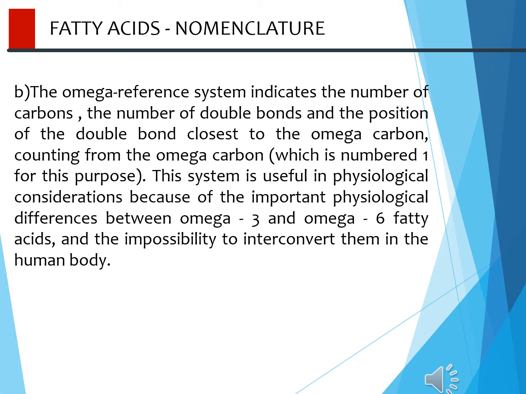Second variety is the omega reference system, which indicates the number of carbons, the number of double bonds, and the position of the double bond closest to the omega carbon, counting from the omega carbon. This carbon is numbered 1 for this purpose. This system is useful in physiological considerations because of the important physiological differences between omega-3 and omega-6 fatty acids and the impossibility to interconvert them in the human body.